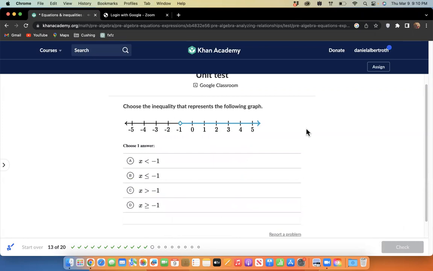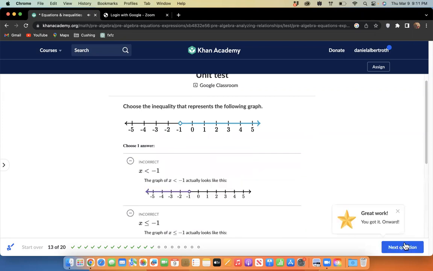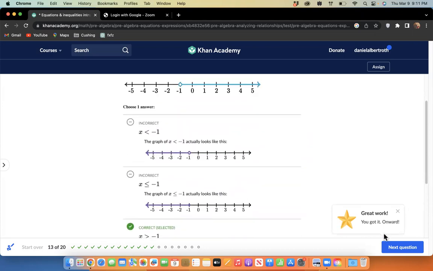Choose the inequality that represents the following graph. So it's showing the numbers that are greater than -1. So that's going to be option C. X, or our solutions, are greater than -1. So we're reading it from the variable. Oh, and it gives answers there as well, the others.